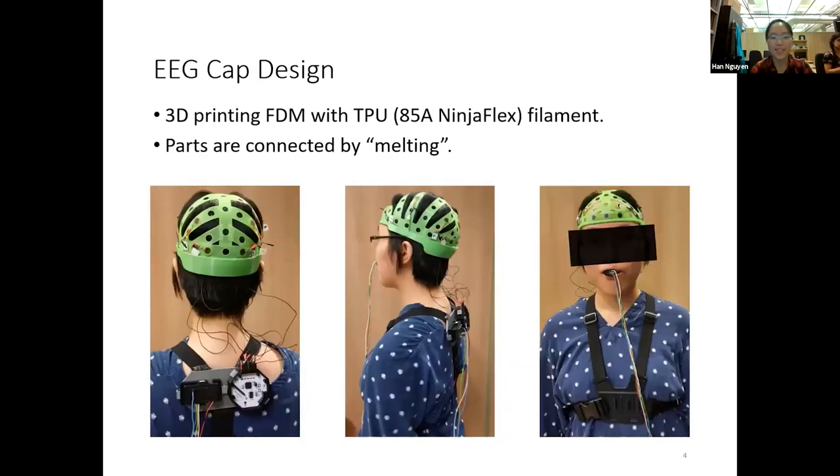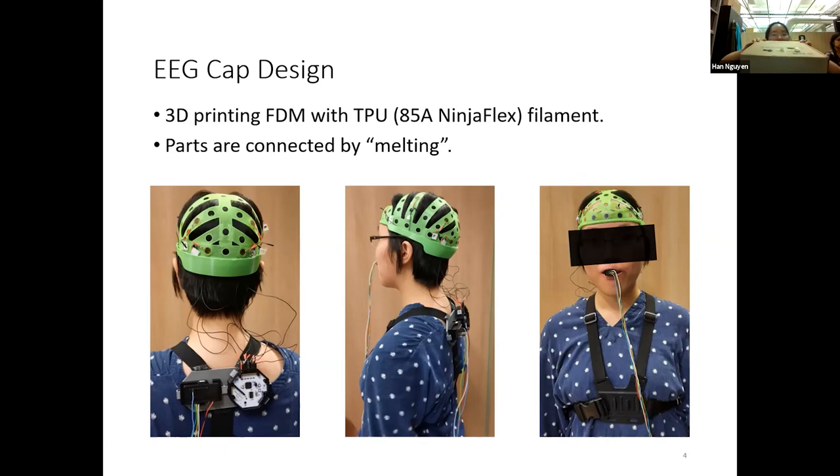So you can see in the pictures there, and I also have the cap next to me, if you can see it. So that green cap is our EEG cap. It's very flexible. It's made by 3D printing with the FDM Brusa printer with TPU 85A Ninja Flex filament. And we actually also develop our own electrodes.